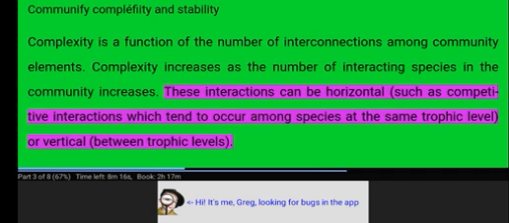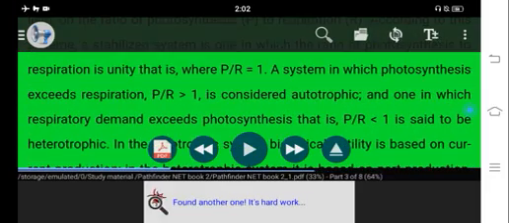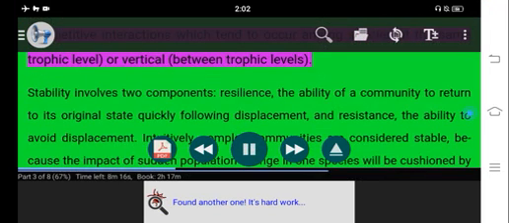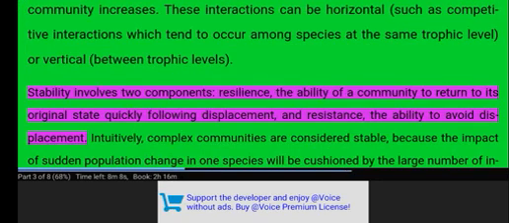These interactions can be horizontal, such as competitive interactions which tend to occur among species at the same trophic level, or vertical, between trophic levels.